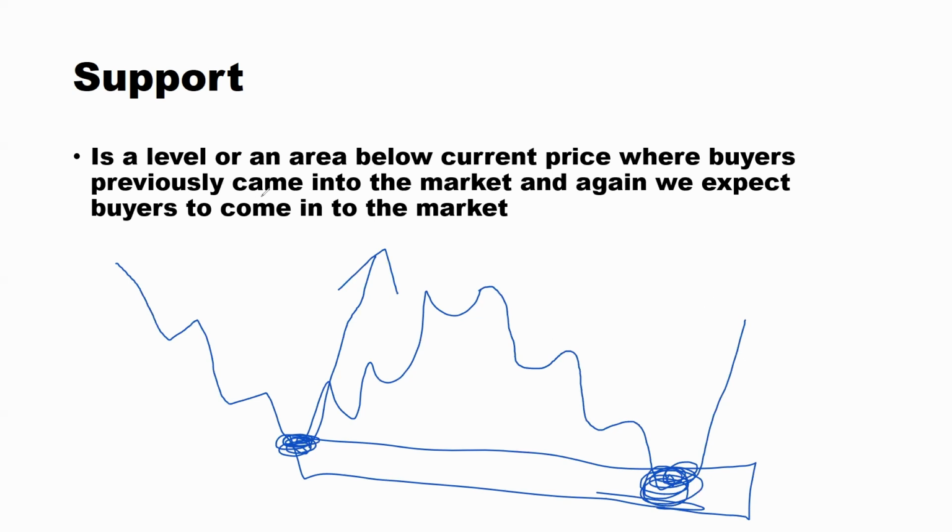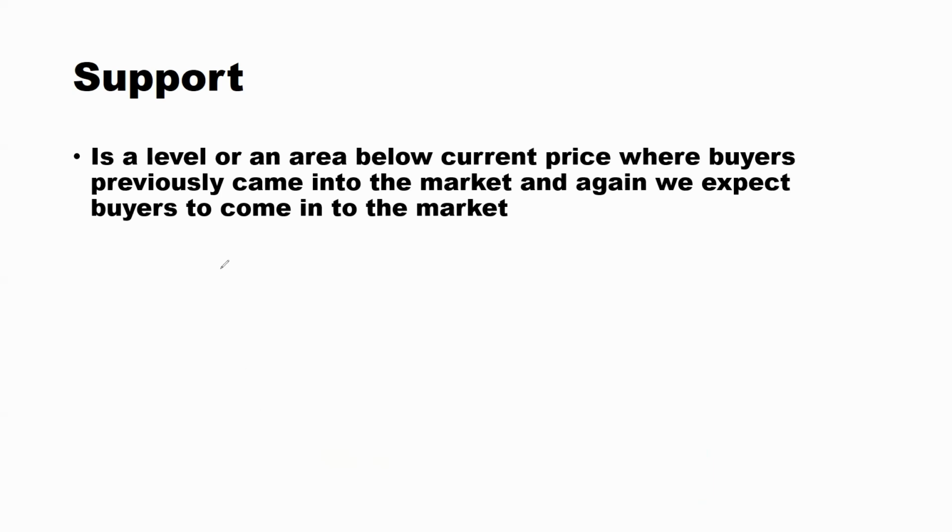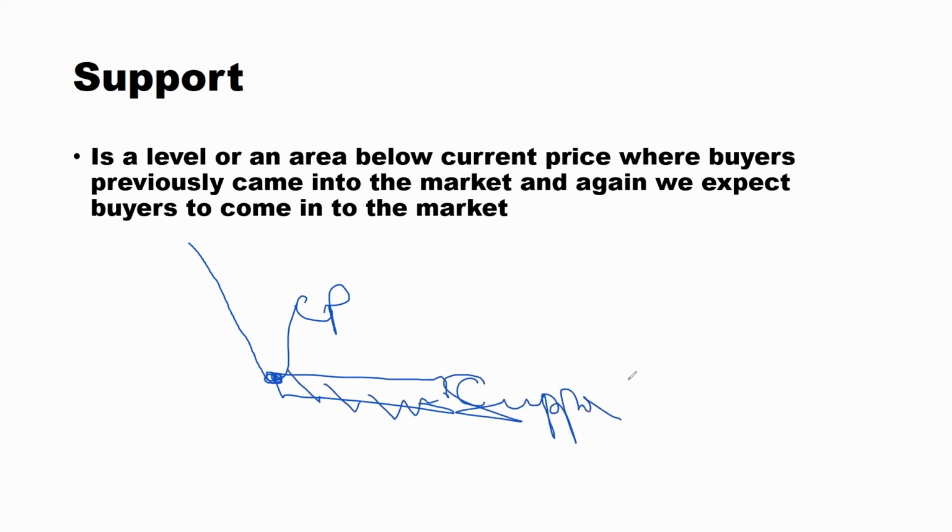That's why we're saying that where buyers previously came into the market, again we expect buyers to come into the market. We expect, this is the key word. It's not a must or a guarantee that it's supposed to happen. Are we together? So this is what makes a support. It's a price below current price. For example, let's make it simpler. If price is coming down, then turns from here, this is current price. So this level where price turned from down here is what we are calling a support.